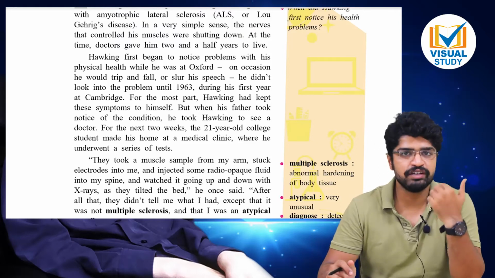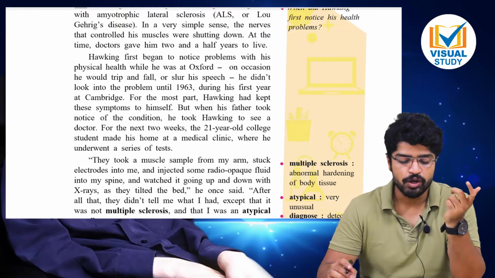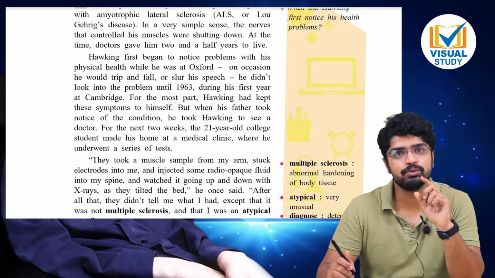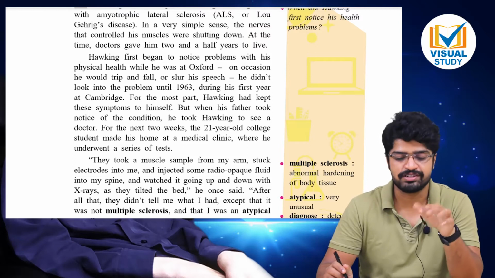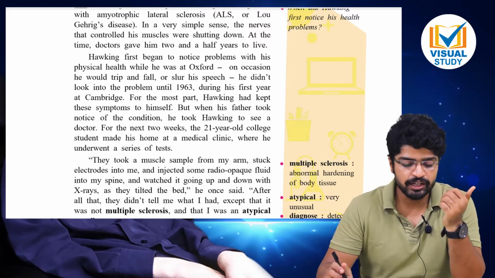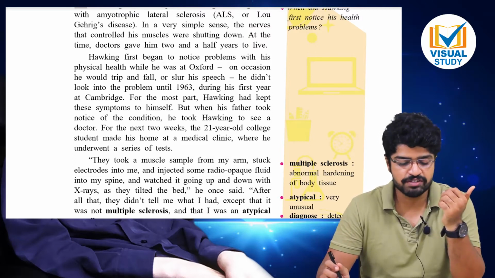Trip and fall means he would feel a bit giddy and fall down. Or slur in his speech. Slur means to lose out on words, having a bit of a twist in your words. That's called slurring in his speech. He didn't look into the problem until 63, during his first year at Cambridge.